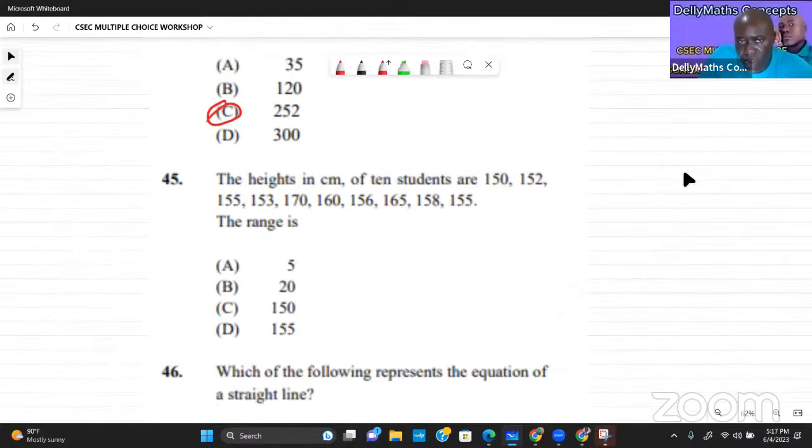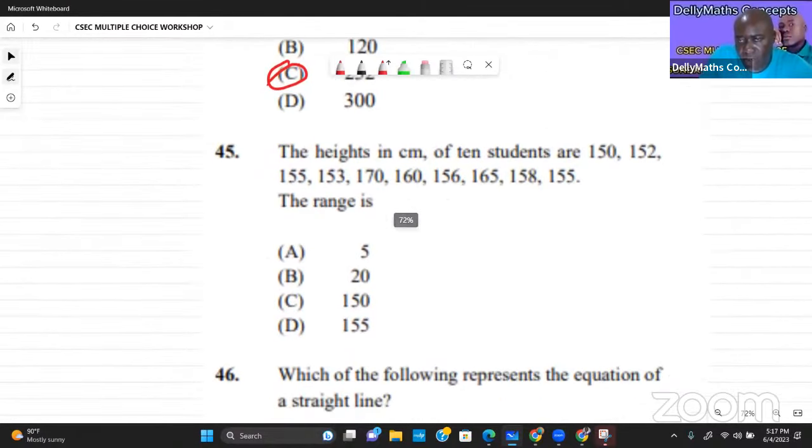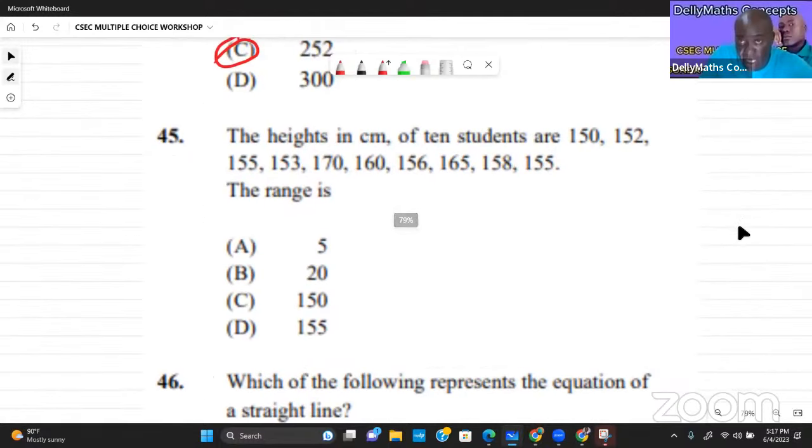So your multiplication skills and division skills are definitely needed as you go.